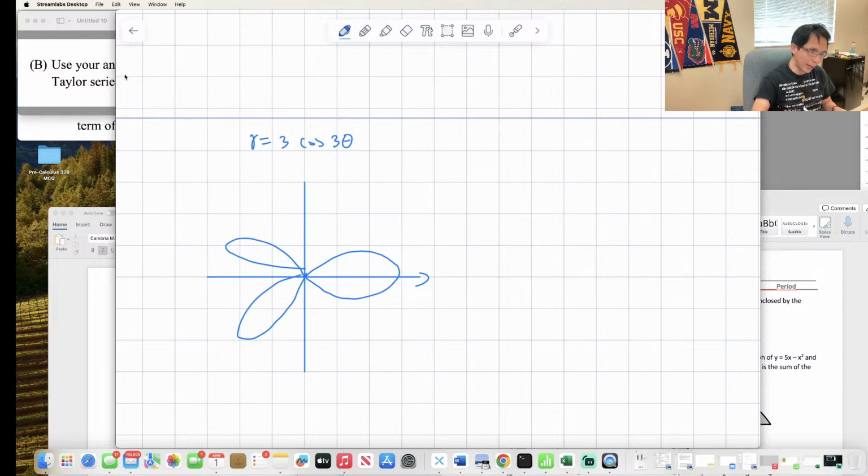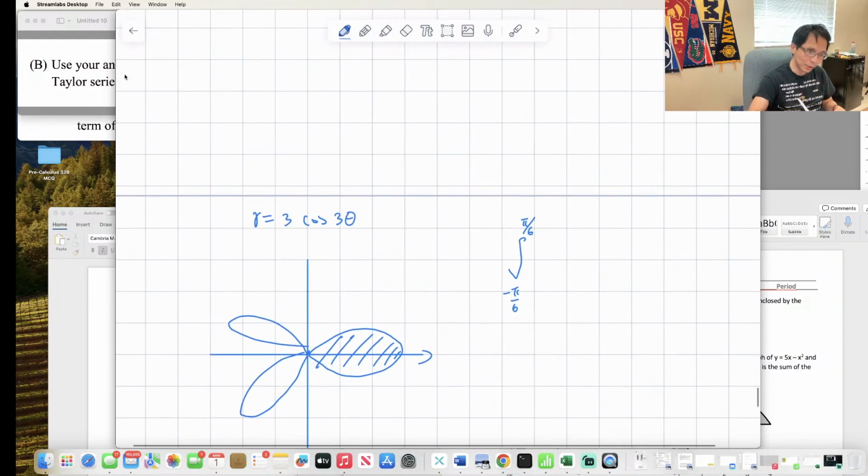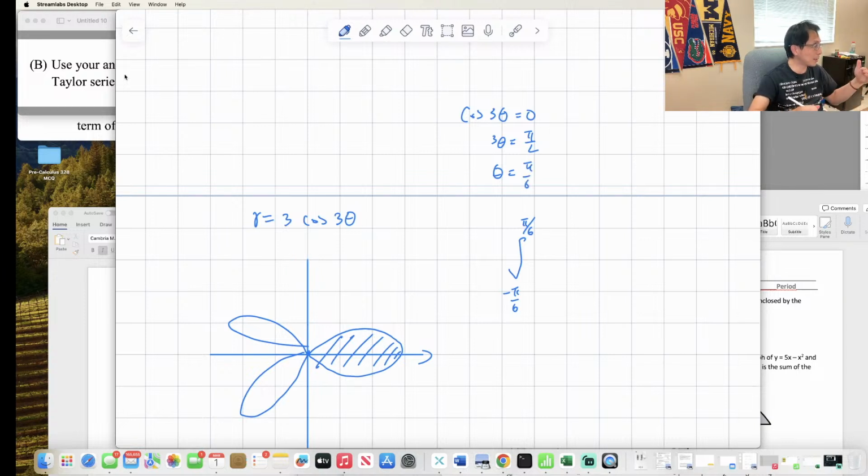And then you say, okay, I just want to find this area right here. So what you're going to do is take this function between negative pi over 6 and pi over 6. Well, how do I know it's negative pi over 6 to pi over 6? Because you can set cosine of 3 theta equal to 0. When is cosine equal to 0? Pi over 2. Can you figure out that's pi over 6? That's the first one, when they come back to 0. What's the next one to come back to 0?